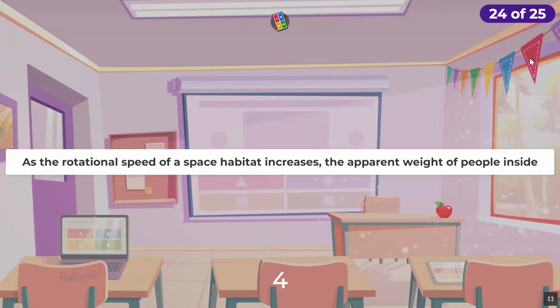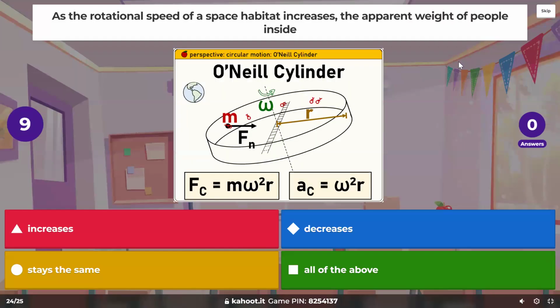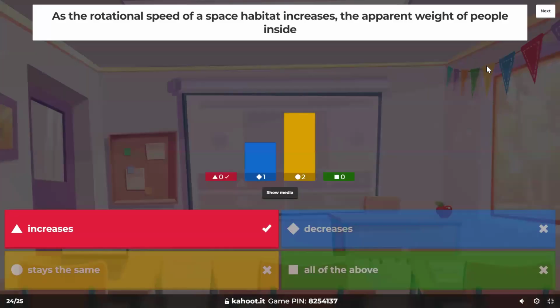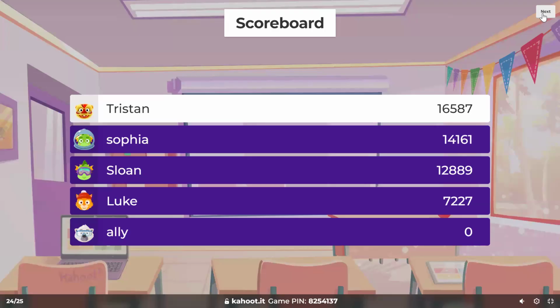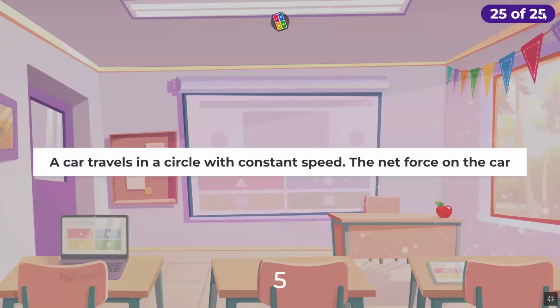As the rotational speed of a space habitat increases, the apparent weight of the people inside also increases. Guys, if that O'Neill cylinder is not spinning at all, everyone's just floating around, weightless. If you give it a spin, then you feel like you have some weight. Now, it's not true gravity. And the faster you spin it, the heavier you feel. O'Neill cylinder. All right, for the win.